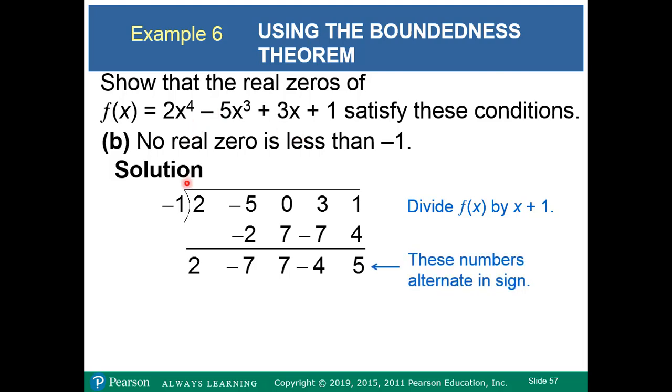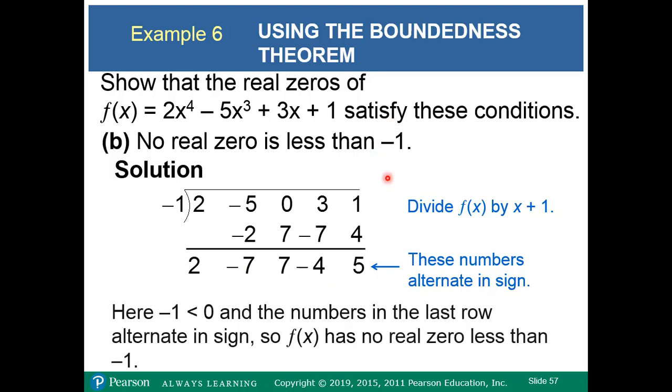Okay, and look, we start with positive, negative, positive, negative, positive. So they do alternate signs, which means there are no zeros less than -1. That's it.